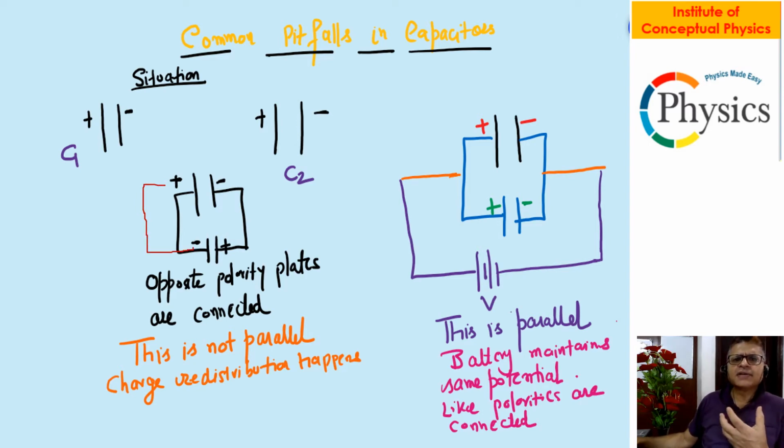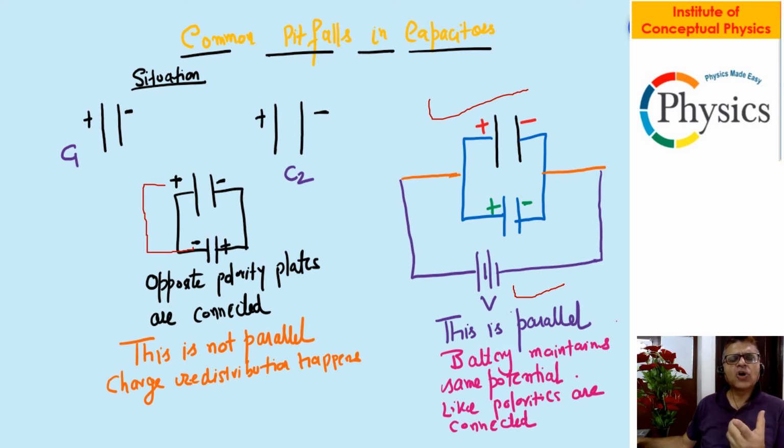The pitfall is most of the students believe that this is a parallel connection because it looks very similar to a parallel connection like this, right? In a parallel connection, you have the plates of like polarities which are connected to each other. And there is a battery to maintain the common potential across plates of both the capacitors.